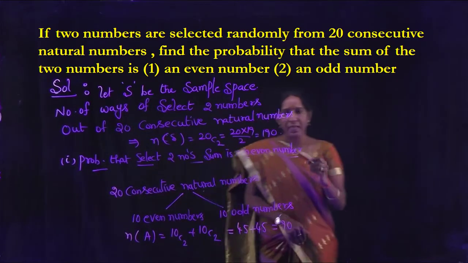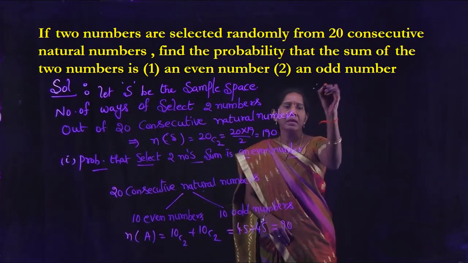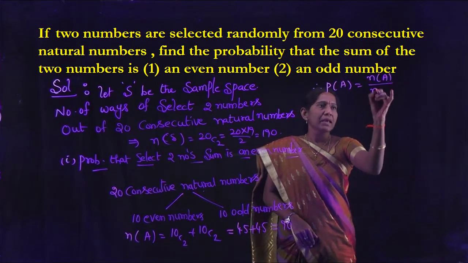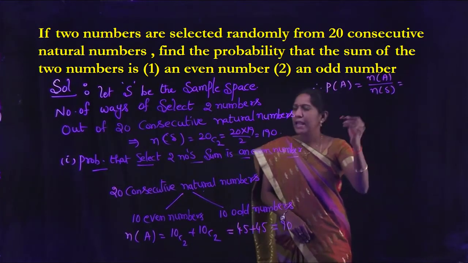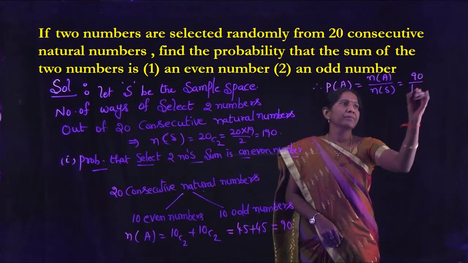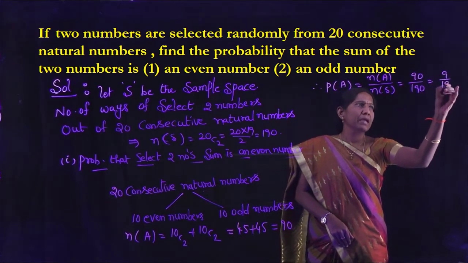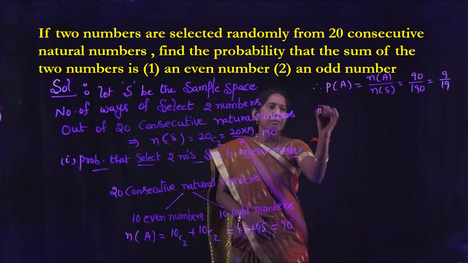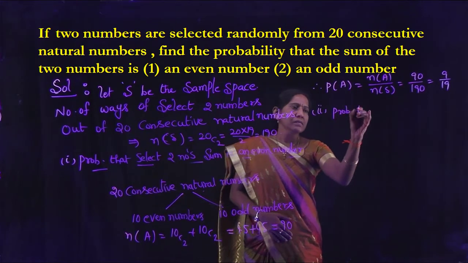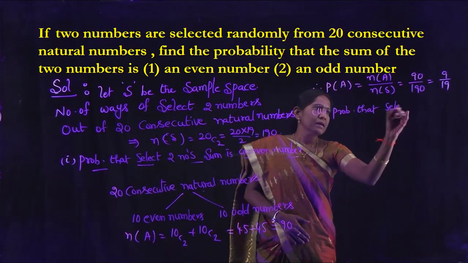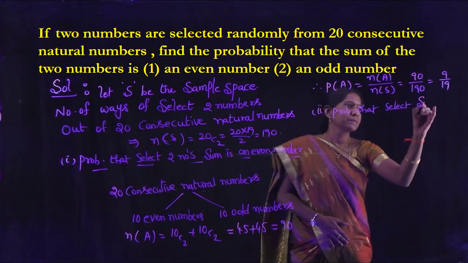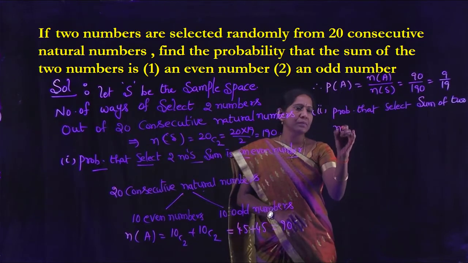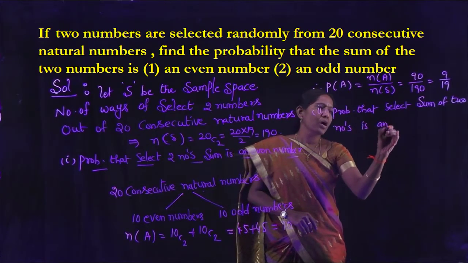Therefore, the probability P of A equal to n of A by n of S, that is 90 by 190. It is nothing but 9 by 19. And come to the second one. Probability that the sum of the two selected numbers is an odd number.